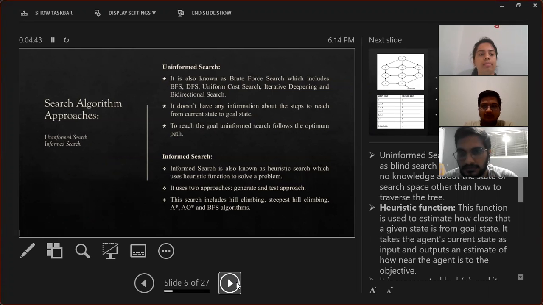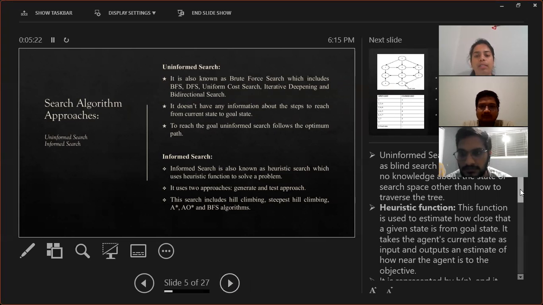Coming to the next slide, which is search algorithm approaches. As I discussed earlier, we have two types: uninformed search and informed search. Uninformed search is also known as brute force search, which includes BFS, DFS, uniform cost search, iterative deepening, and bidirectional search. It doesn't have any information about the steps to reach the goal state from the current state, and it follows the optimum path to reach the goal.